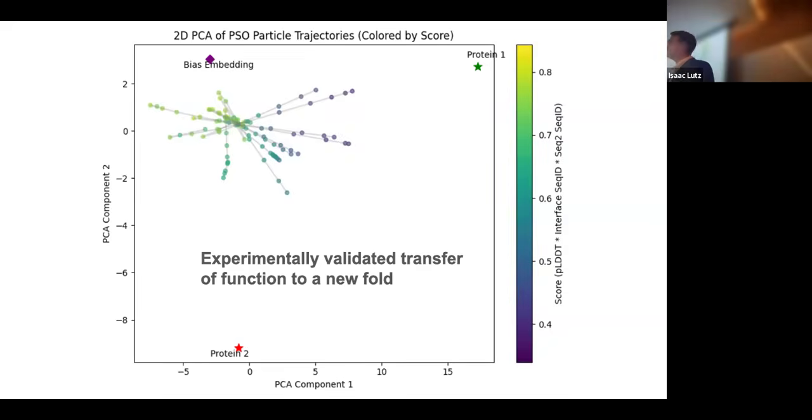When you say new fold, do you mean there's no other solution out there in nature that did it that way, or just different from the starting point? Different from the starting point, and it doesn't exist in nature. It's like an out of distribution fold, if that makes sense. So it's not something that's within the training data of the language model, if that makes sense.